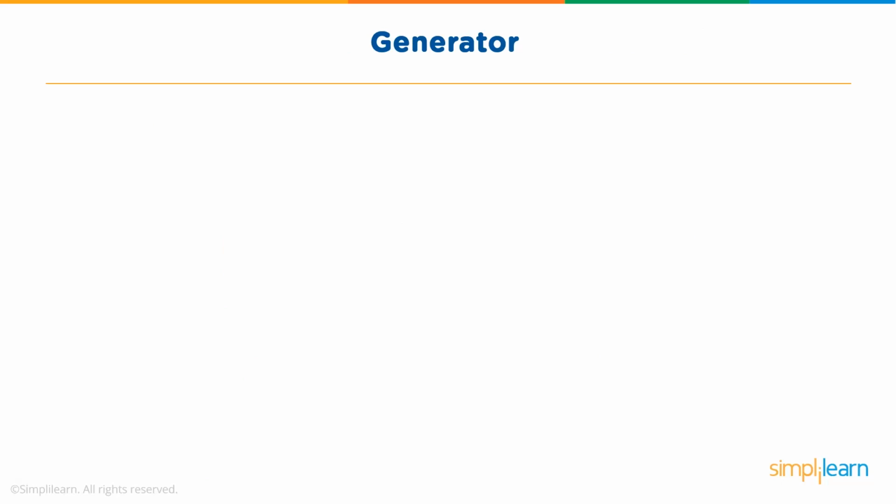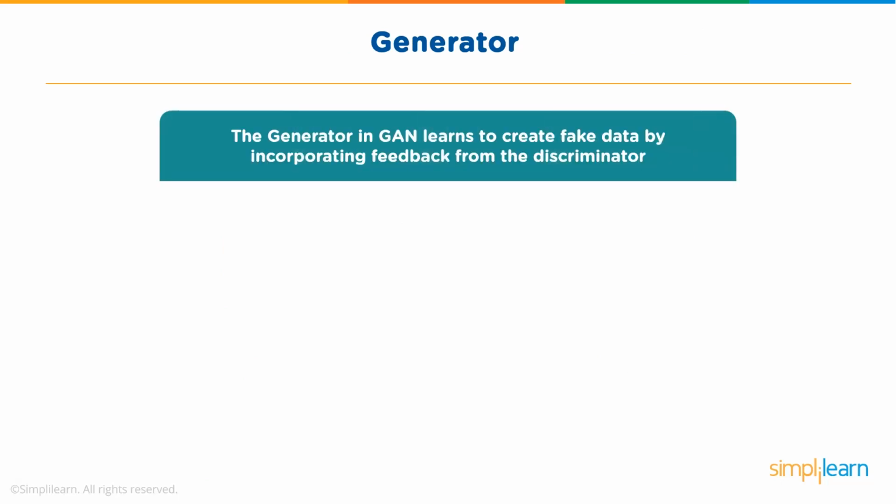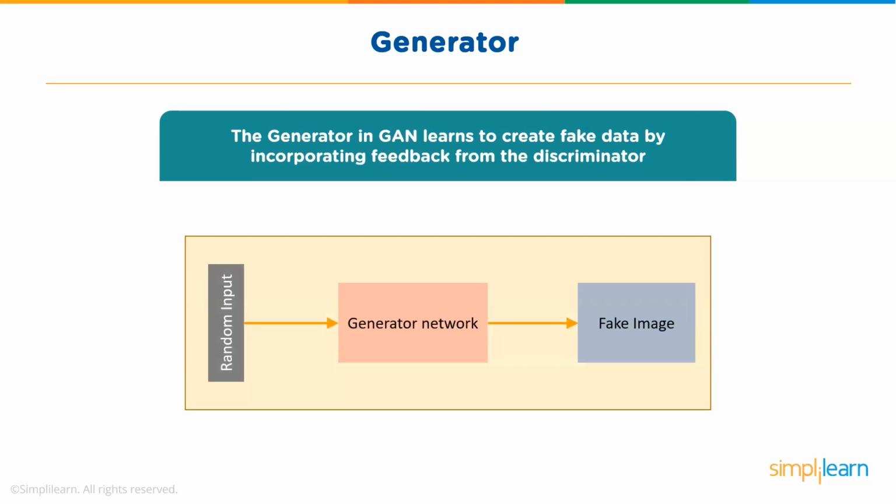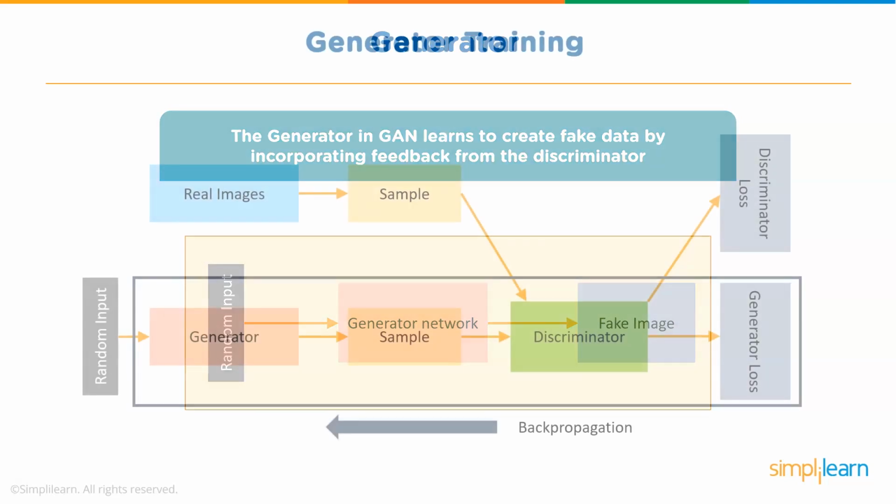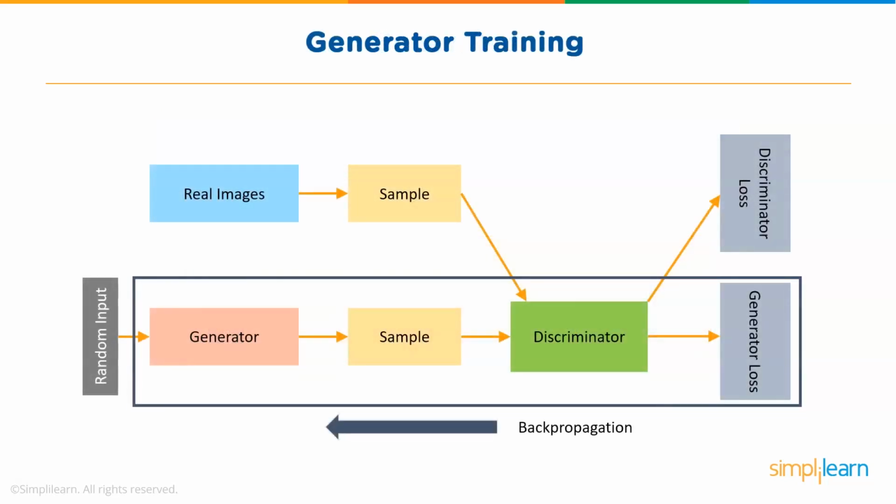Let us now understand in brief about what is a generator. A generator in GANs is a neural network that creates fake data to be trained on the discriminator. It learns to generate plausible data. The generated instances become negative training examples for the discriminator. It takes a fixed length random vector carrying noise as input and generates a sample. Now the main aim of the generator is to make the discriminator classify its output as real.